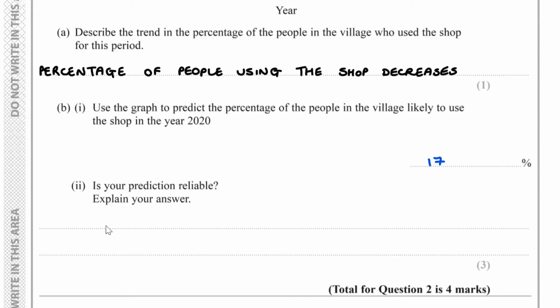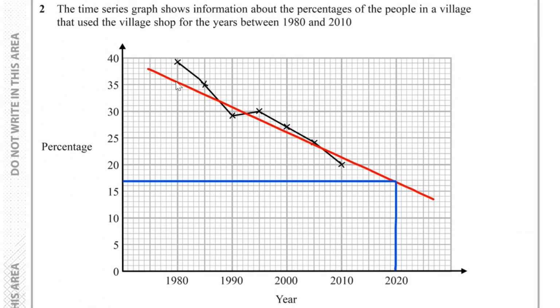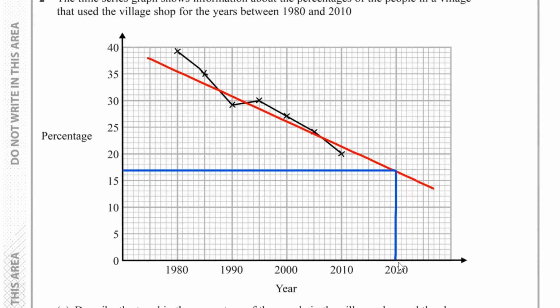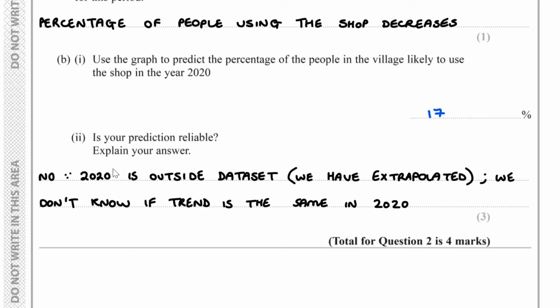And now for the next part, we have to think to ourselves if our prediction is reliable. Well, here you can see 2020 is outside of the data set, and we don't know if the trend is the same in 2020. So let's just write all of that down. The prediction is not reliable because 2020 is outside of the data set, so we've extrapolated and we don't know if the trend is the same in 2020.